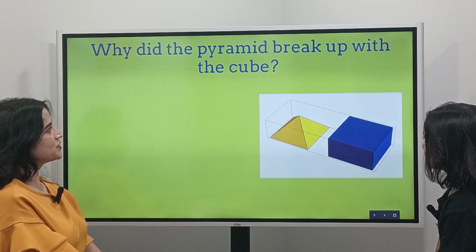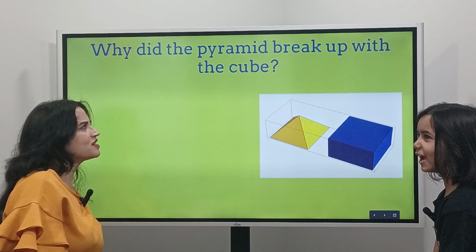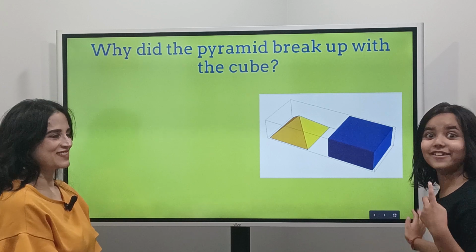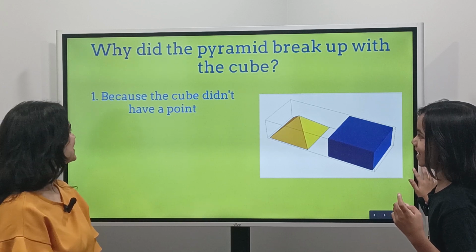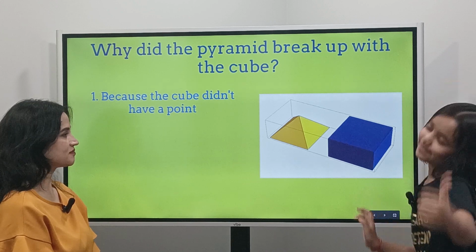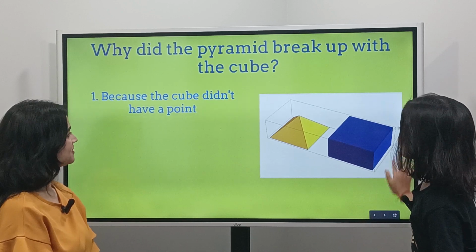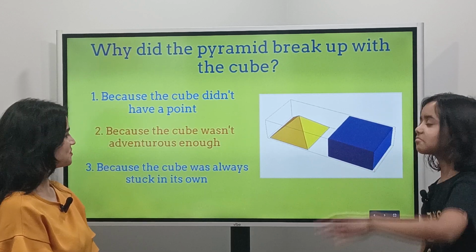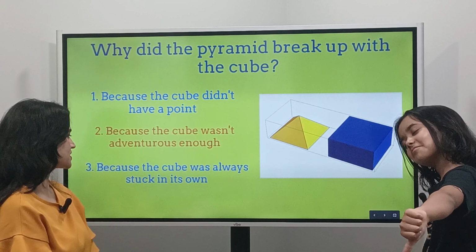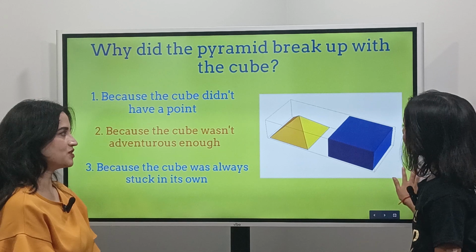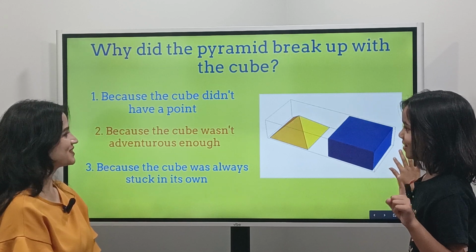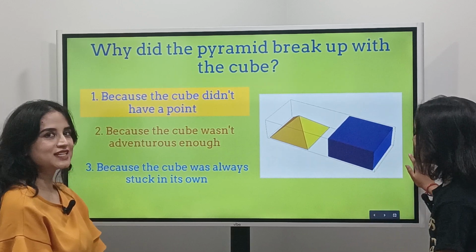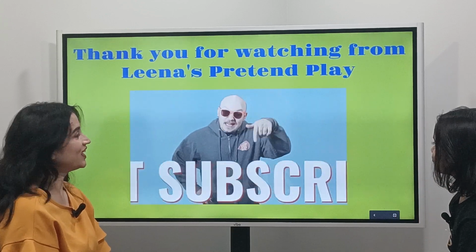Why did the pyramid break up with the cube? Because they are different, right? Different personalities. Number 1, because the cube didn't have a point. Number 2, because the cube wasn't adventurous enough. Number 3, because the cube was always stuck in its own house. Which one do you think? Number 1. The cube did not have a point.